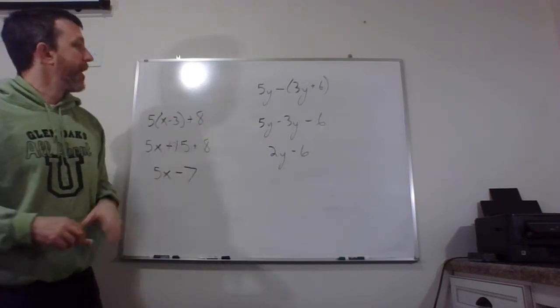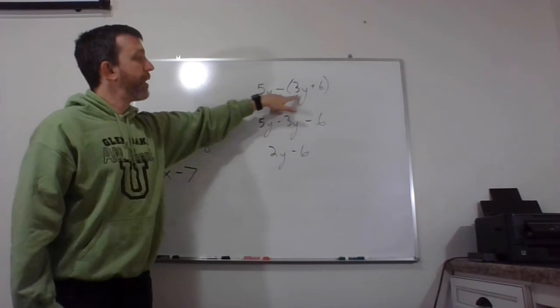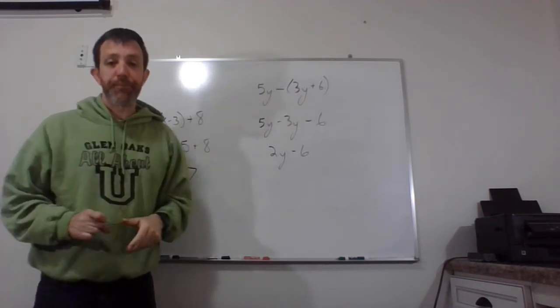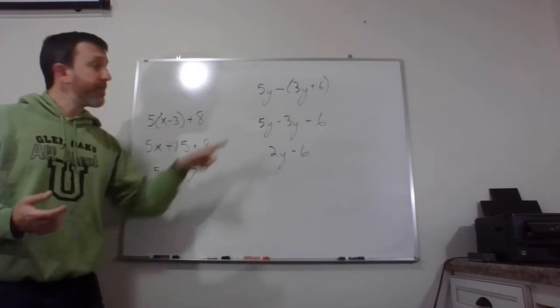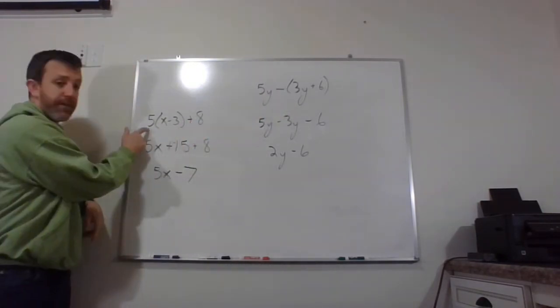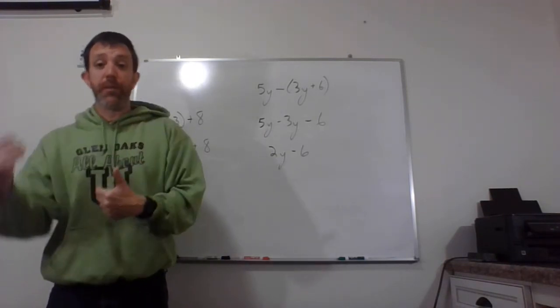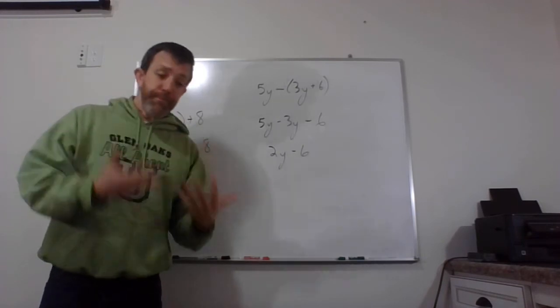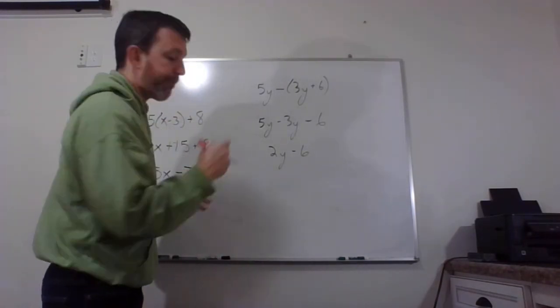All right, let's look at this last example. I have this example. We have 5y and then minus a set of parentheses. So it's worth pointing out here there isn't any number staring at us in front of those parentheses, right? On the last one, we had the 5 in front of the parentheses. It was pretty easy to see that I needed to distribute that 5. Here, on the other hand, there is no number immediately obvious.